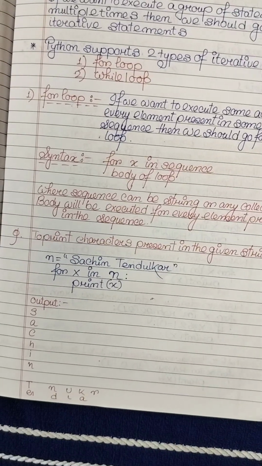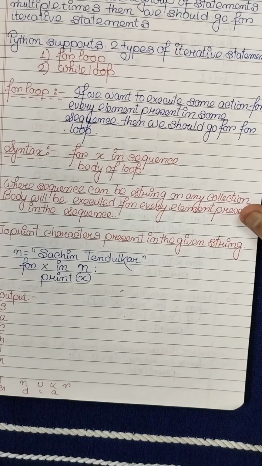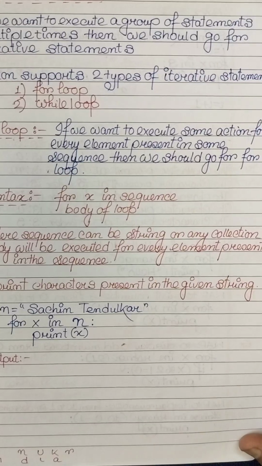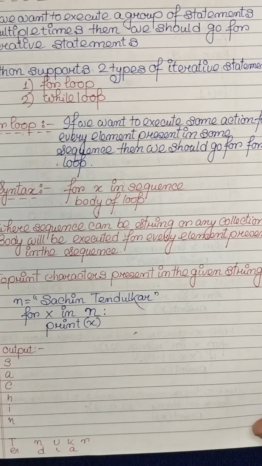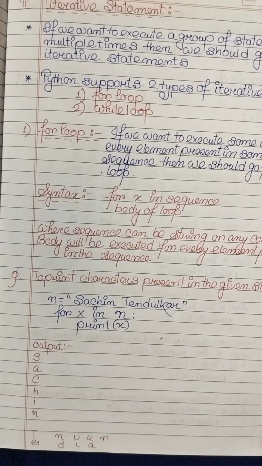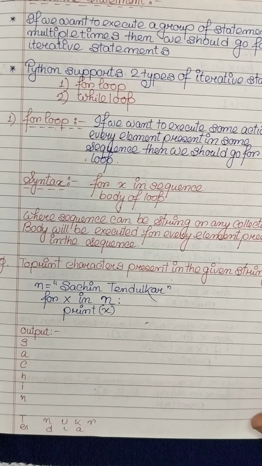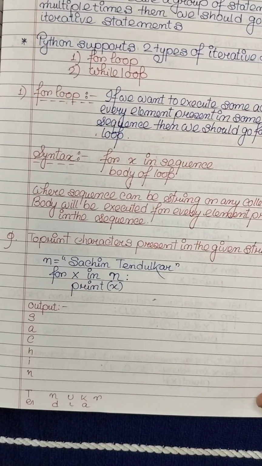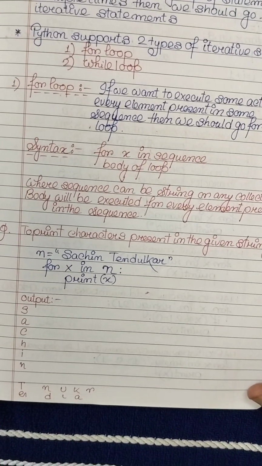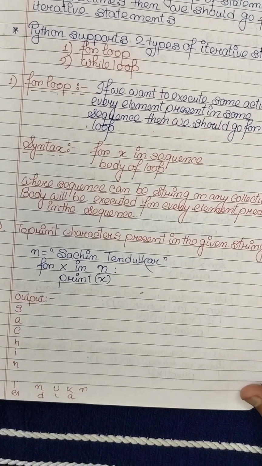So in the for loop, what should we learn? If we want to execute some action for every element present in some sequence, then we should go for a for loop. What is the syntax of the for loop? For x in sequence, and the body of the loop will be executed after that. The sequence can be a string or any collection, and the body will be executed for every element present in the sequence.